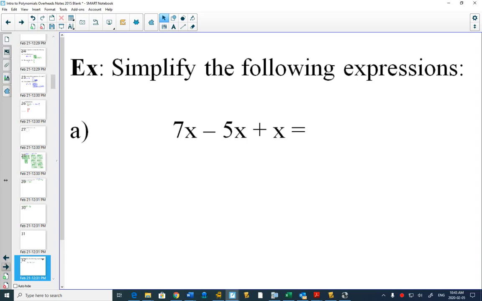Okay. Simplify 7x minus 5x plus x. The first thing you have to decide, are these things alike?